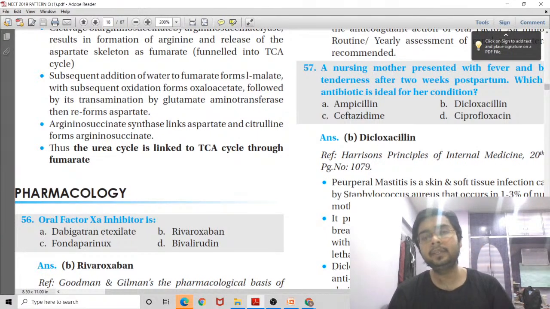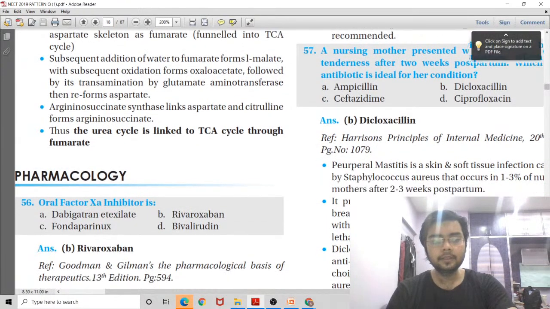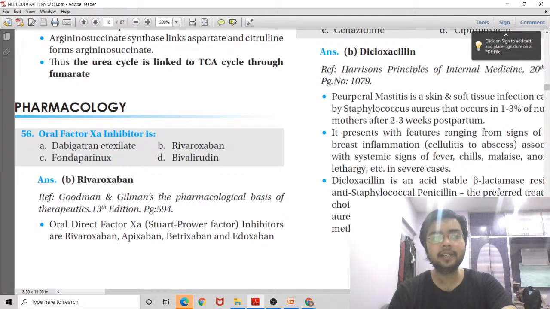The third part will be systemic and miscellaneous. Miscellaneous includes anti-cancer drugs, anti-metabolites, anti-smoking drugs, varenicline, and also the newer drugs. The miscellaneous part, which is skipped by many, is also very important. Here the question is, oral factor Xa inhibitor is. By now you must have known it is rivaroxaban. Rivaroxaban is a factor 10A inhibitor, and thus it acts as an anticoagulant.